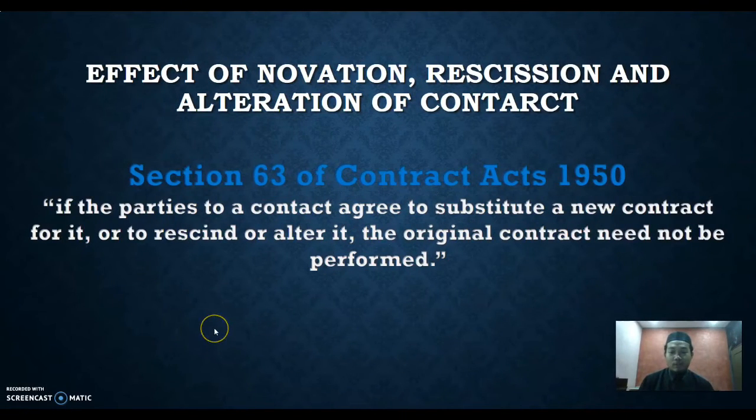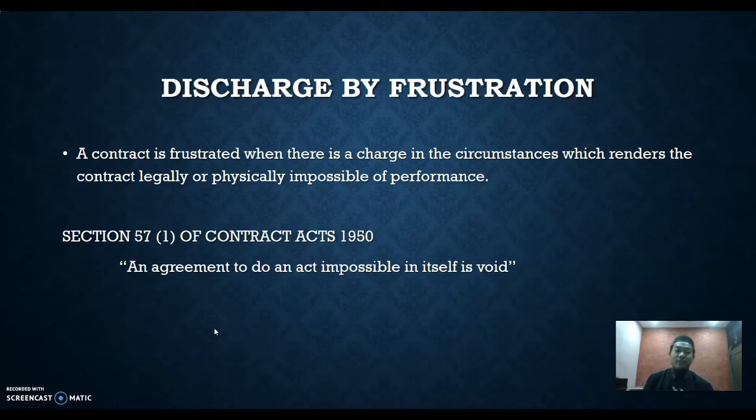Assalamualaikum warahmatullahi wabarakatuh. My name is Muhammad AKID FADLIN bin SHAHROL. I'm from class 10 6B, and I am the second presenter for this presentation. Okay, the next one is discharge by frustration.